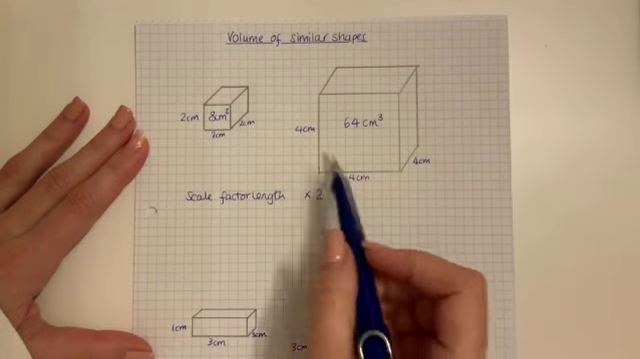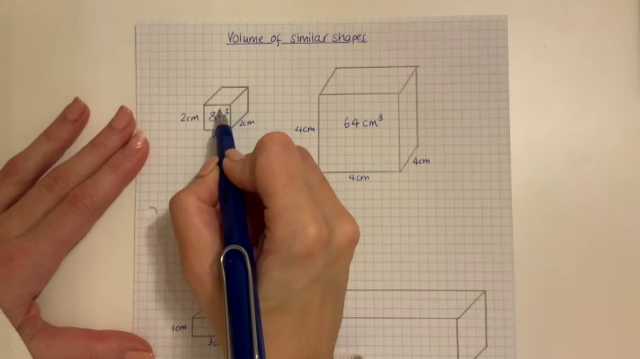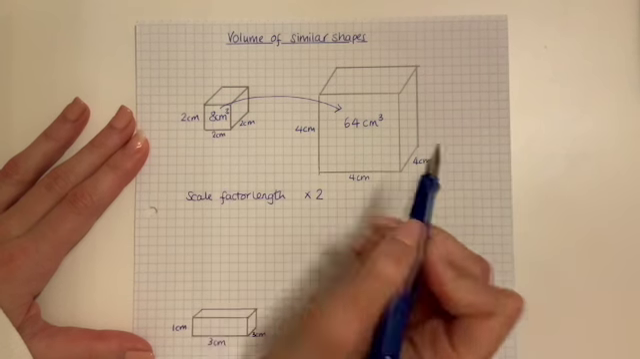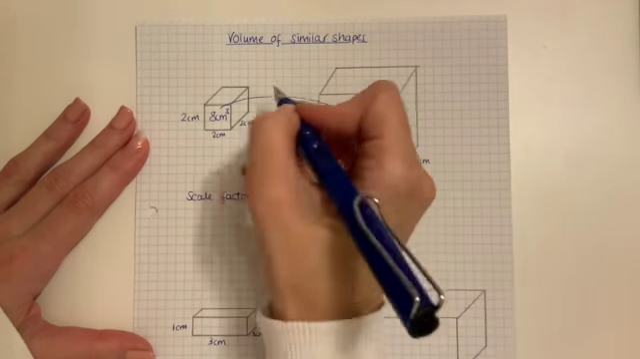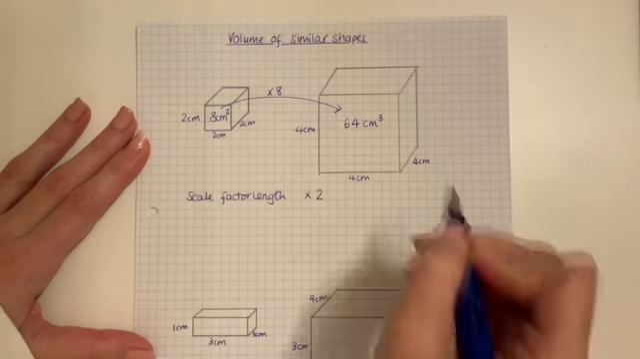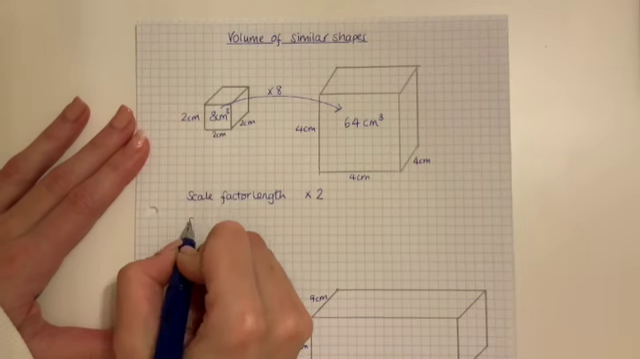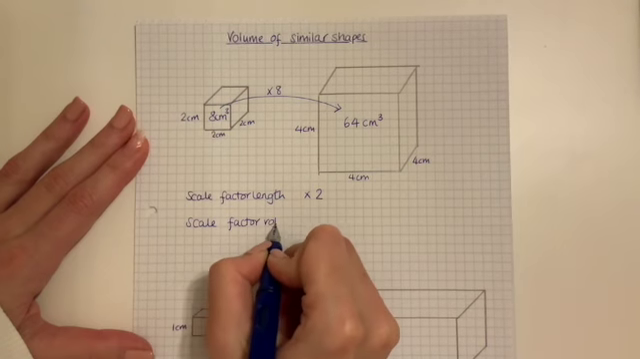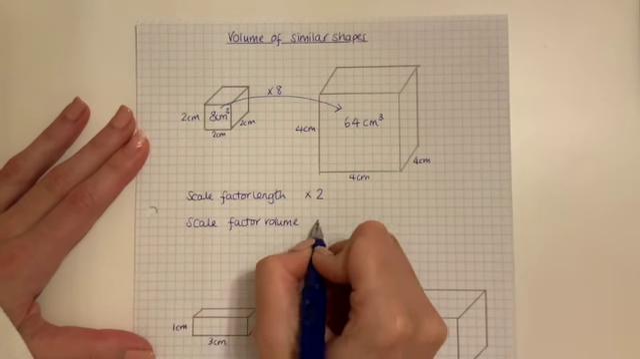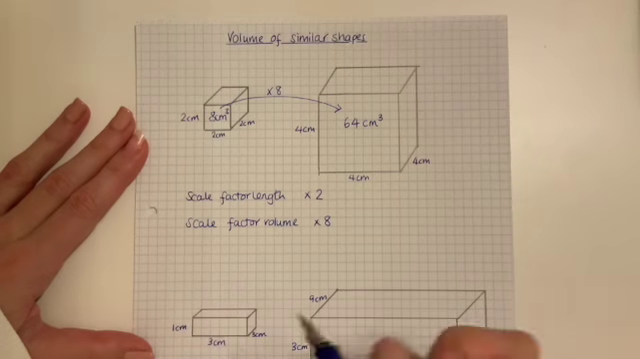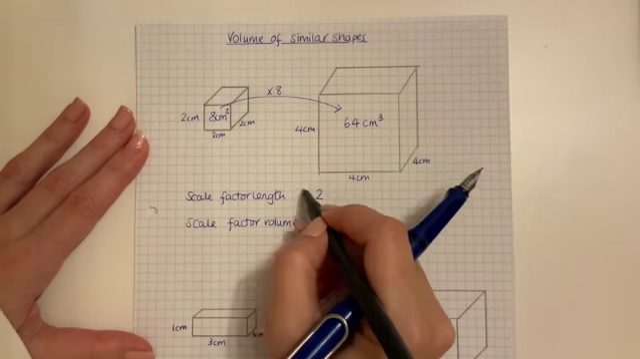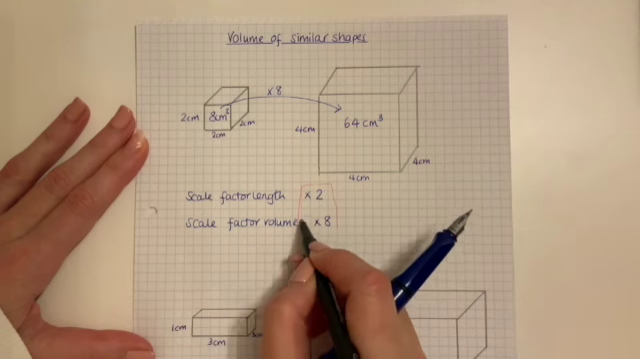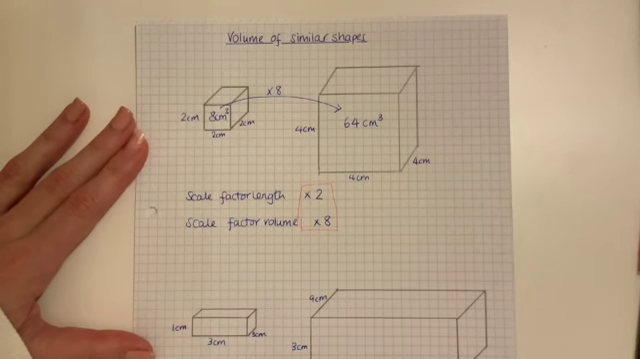So now what we need to do is we need to figure out how you would get from 8 to 64 for the volume. Well, you would times by 8. 8 8s are 64. So the scale factor for volume in this shape is times by 8. Okay, so like we did last time, we're looking for the link between these two numbers. Okay, so just think about it.